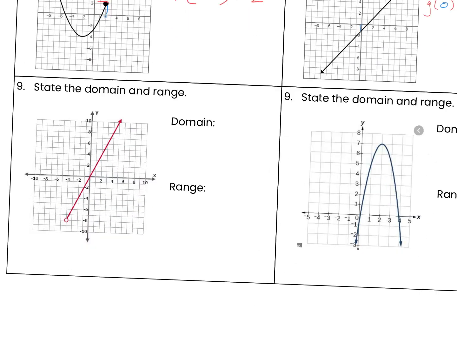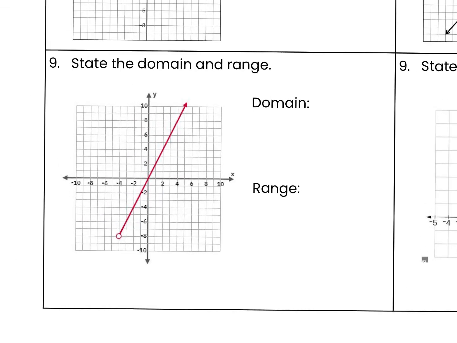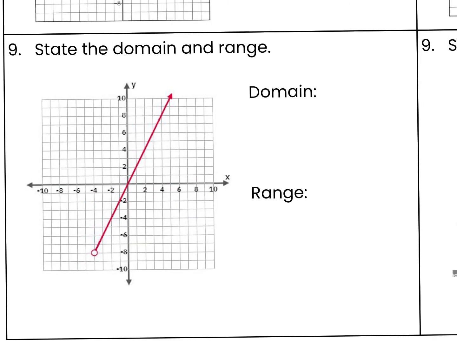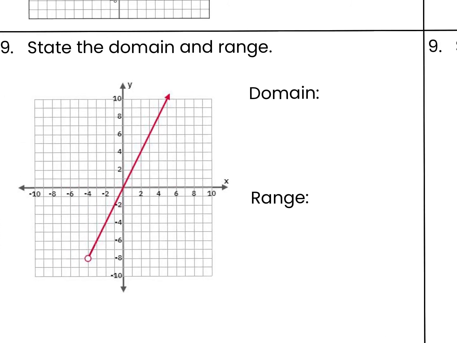So here we're going to go back to the last of our two equations, the graphs. We're going to state the domain and range. Again, I'm going to draw a vertical line through this point. So what does that tell me? That my domain starts at -4. But notice this arrow means it's going toward positive infinity. So what I have is x is less than positive infinity, but x is greater than -4.